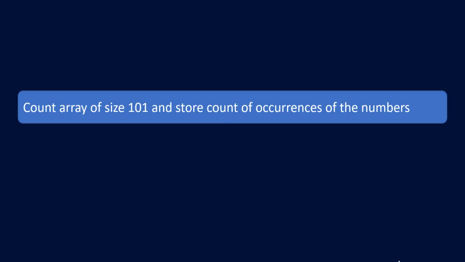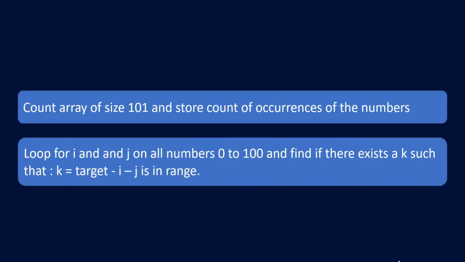So what we are going to do over here is, we'll take a count array that is of size 101 to store the count of occurrences of each number in the array. So that would be our count array. Next, we need to loop on this particular count array for i and j and find if there exists a k such that the value of k is equal to target minus i minus j, and that also whether my k is in the range of 0 to 100 or not. So that count would be used.